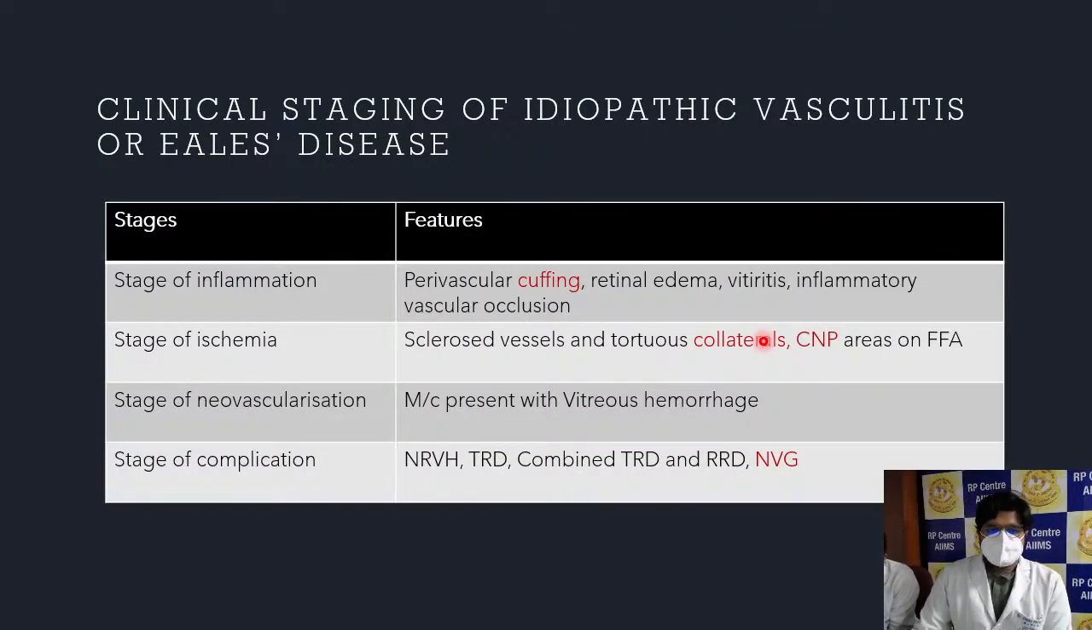Basically, clinical staging of idiopathic vasculitis or Eales disease has four stages. Stage of inflammation, where we can see perivascular cuffing, retinal edema, vitritis, and inflammatory vascular occlusion. In the stage of ischemia, we can see sclerosed vessels, tortuous collaterals, and CNP areas in FA. And the stage of neovascularization most commonly presents with vitreous hemorrhage, and the stage of complication is non-resolving vitreous hemorrhage, TRD, combined TRD and RRD, and neovascular glaucoma.